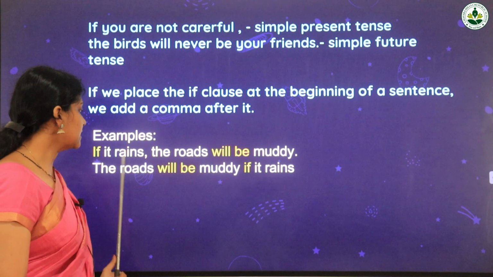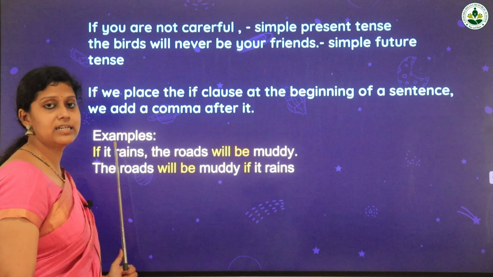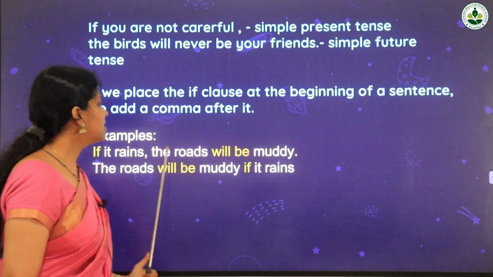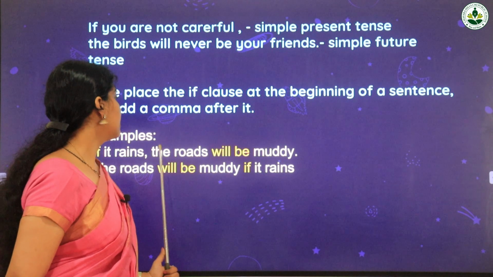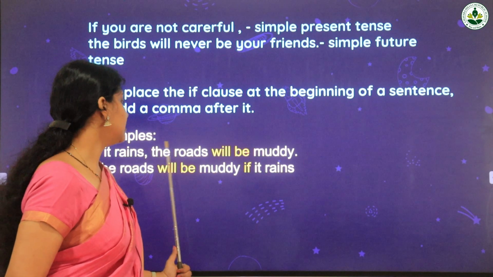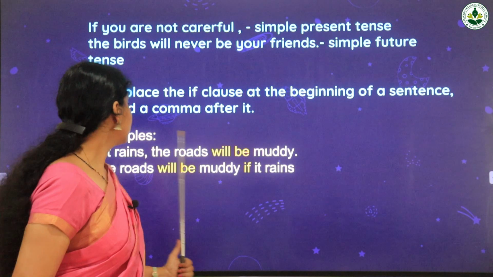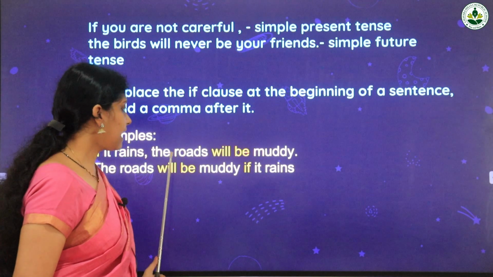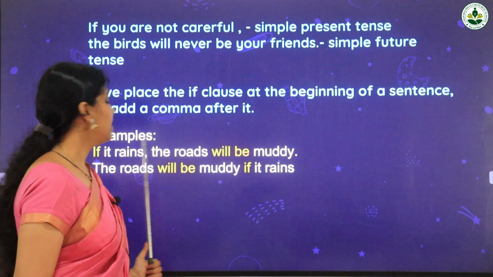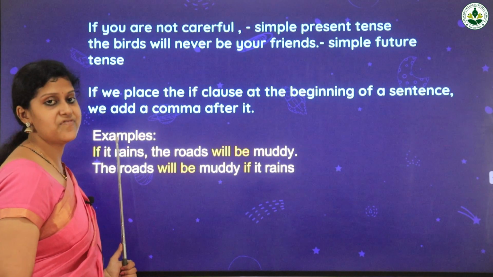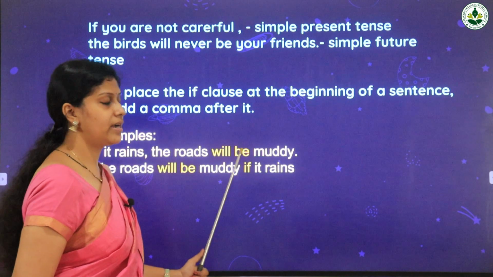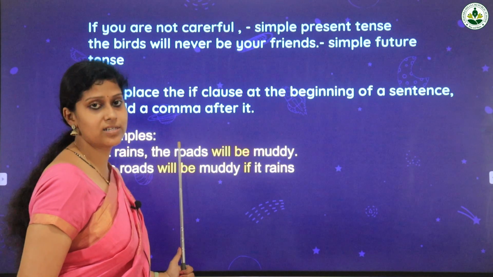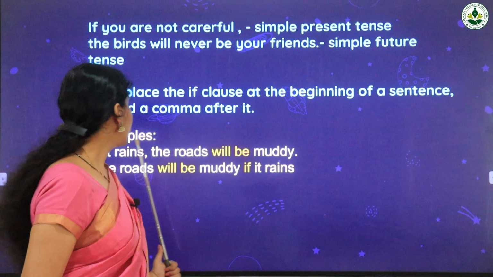If it rains, this is an if clause and it states a condition. Then this is the main clause: the roads will be muddy. This is the if clause and this one is the main clause, and it states the possible outcome of the condition in the first part. If it rains, the roads will be muddy. The second part states the possible outcome of the first part.